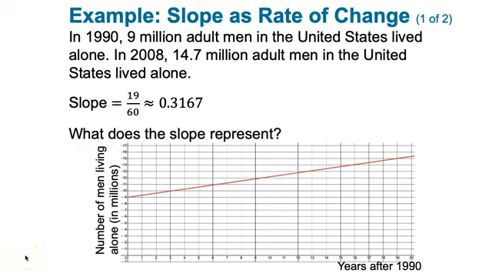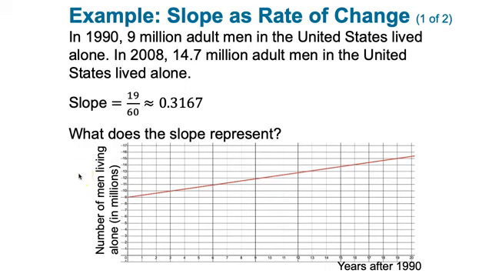Let's consider an example. In this example, we see the relationship between the independent variable, which is years after 1990, and the dependent variable, which is the number of men living alone measured in millions. We can use the data to calculate the slope of the line. The question asks, what does the slope represent?